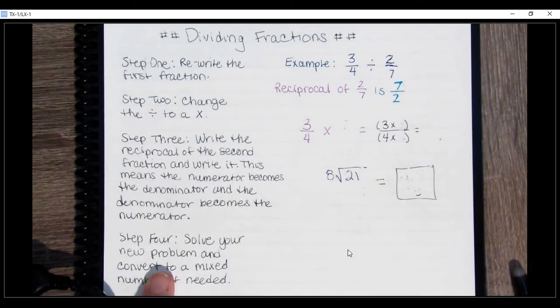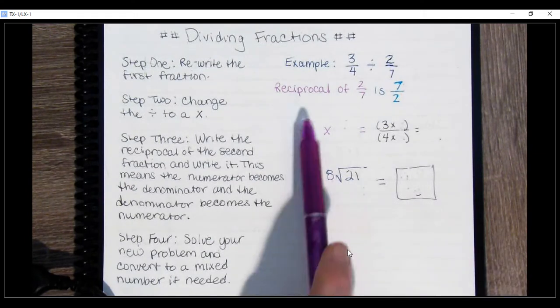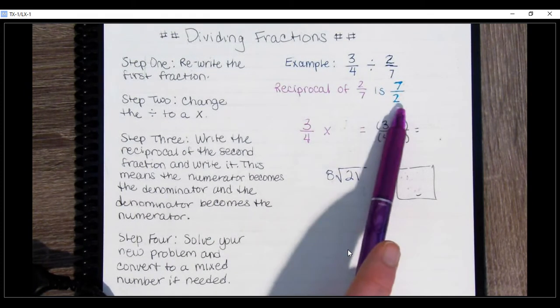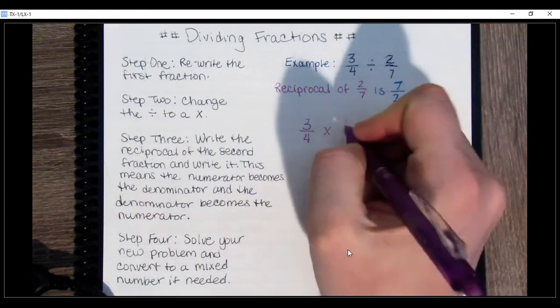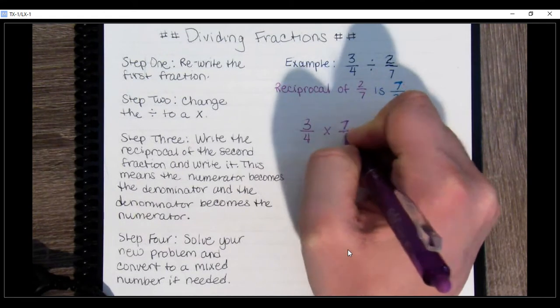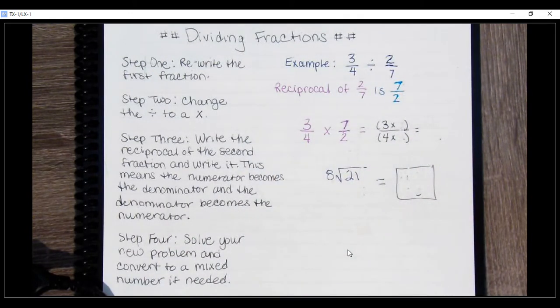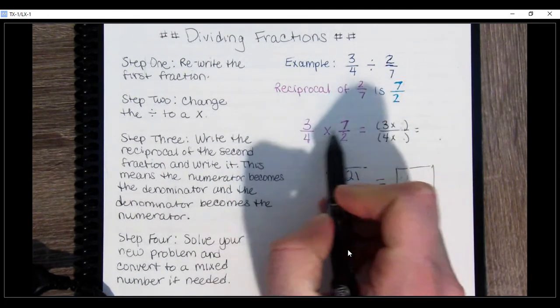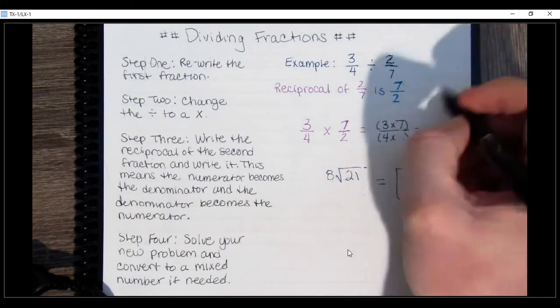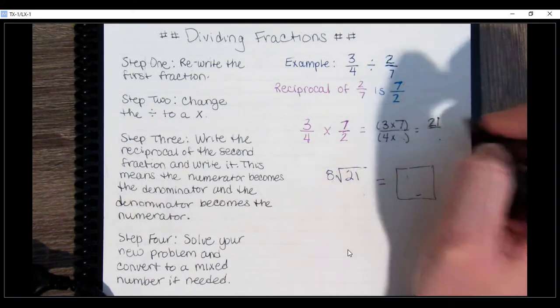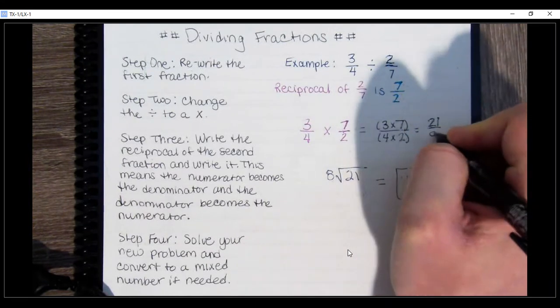So here I go. I can do step 4 now, which is solve your new problem and convert to a mixed number if needed. So I have that first fraction the same. I changed the division into a multiplication, and I'm now adding the reciprocal of that second fraction. So 3 times 7 and 4 times 2. From here, it's the same process as what we've done for multiplying fractions, which is multiplying across. So 3 times 7, which is equal to 21. And 4 times 2, which is equal to 8.